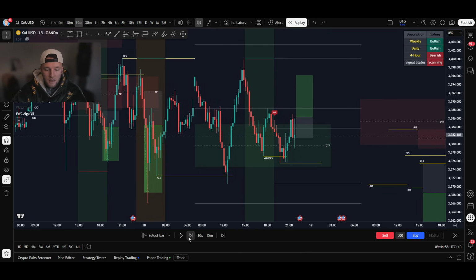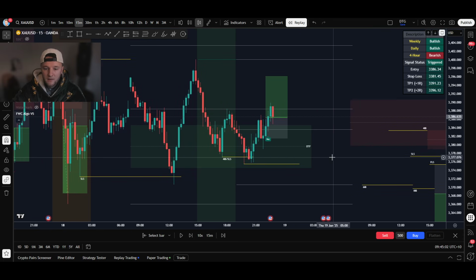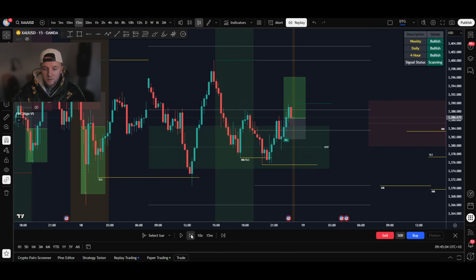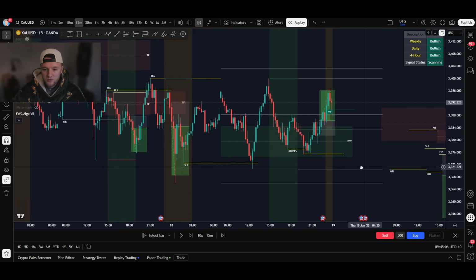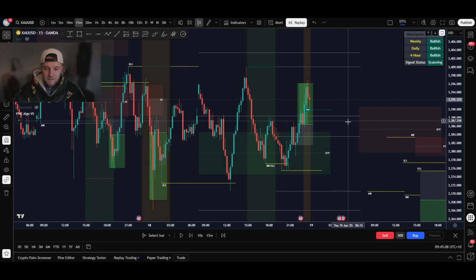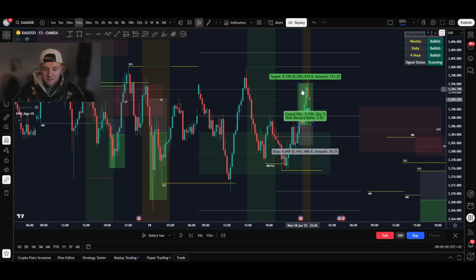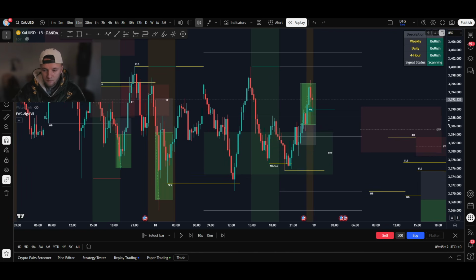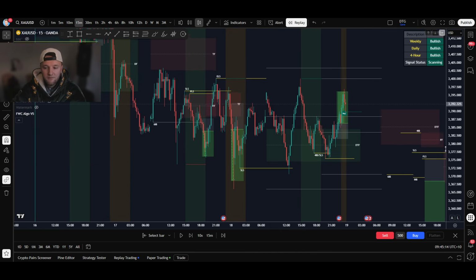15-minute buy signal right here. As you can see, buy signal, and price pushes up there. Boom, hits a 1-to-2 risk reward ratio, and 97, 98 pips. Beautiful. Everything aligning here, following the system, right?